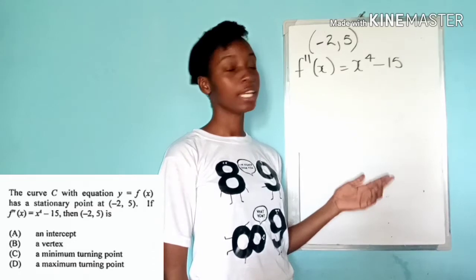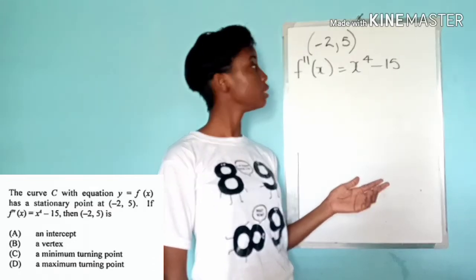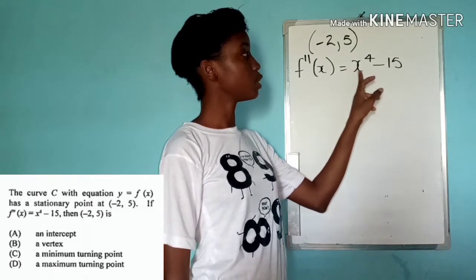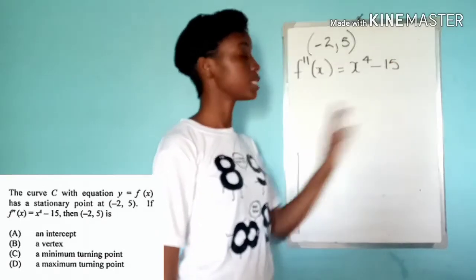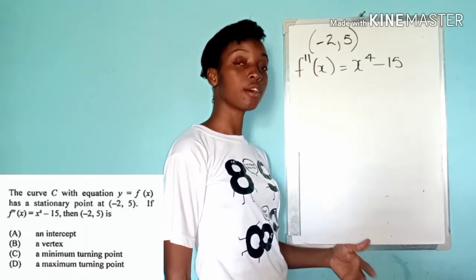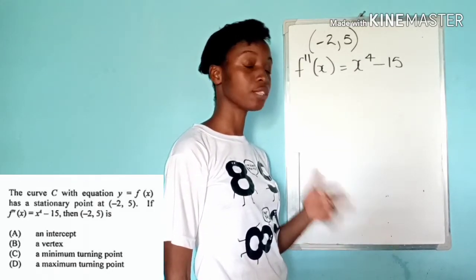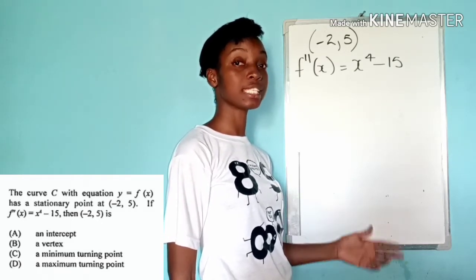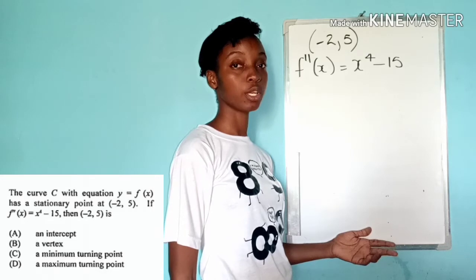Now this question is a bit similar. Negative 2, 5 is a stationary point on this curve. The second derivative is given by the function x to the 4th minus 15. Now, as we said just now, if our second derivative at any given point is greater than 0, then we know it is a minimum turning point. If it is less than 0, then we know it is a maximum turning point.